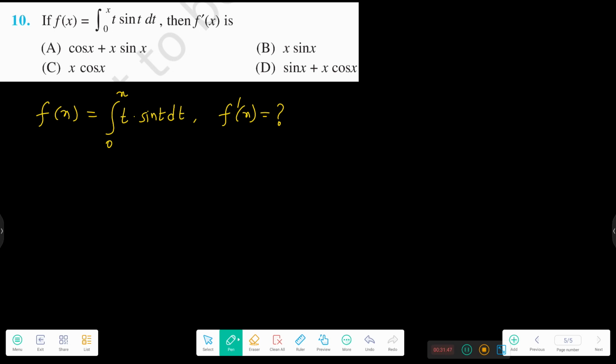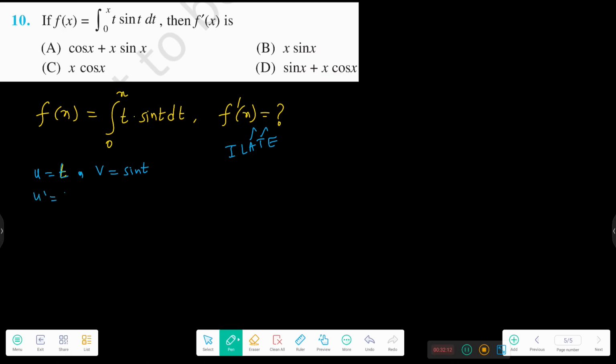First you find f of x. You should remove the integral. Then only you will be getting it. First you take the integral. This is with the help of integration by parts only. Integrating by parts: t means algebra, sin t trigonometry. So u is equal to algebra, that is t, and v is equal to sin t.